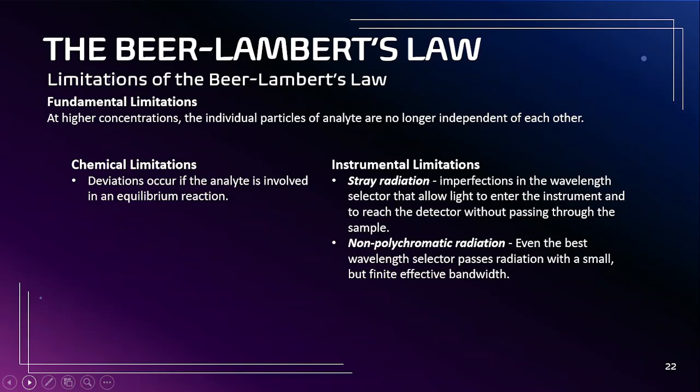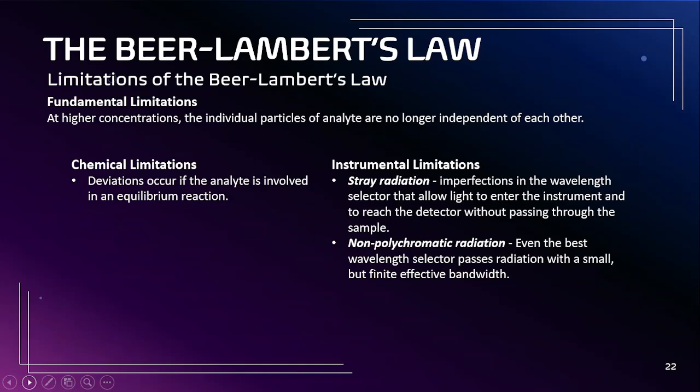Next is the instrumental limitation. Stray radiation refers to imperfections in the wavelength selector that allow light to enter the instrument and reach the detector without passing through the sample. I want you to imagine that light from a window shines through the instrument, so certain wavelengths could go through the instrument, affecting the reading of our sample. This could be prevented if we place the instrument in a well-contained or controlled area to prevent stray radiation from happening.